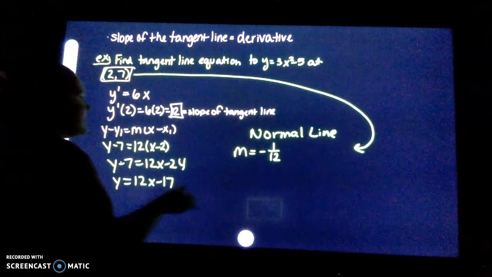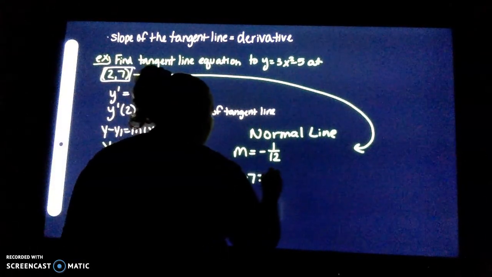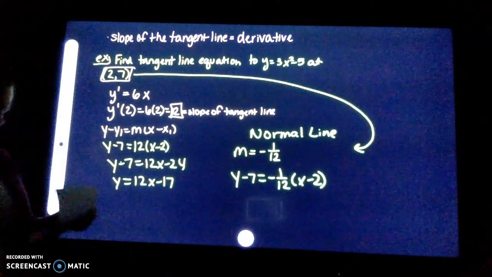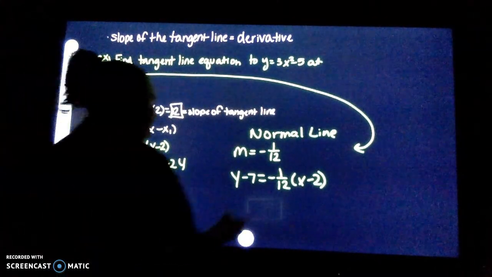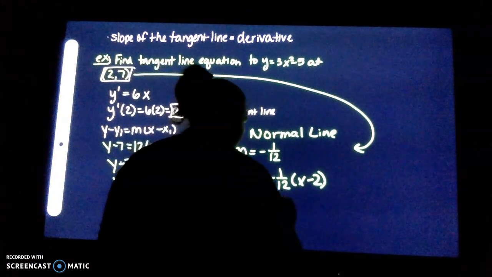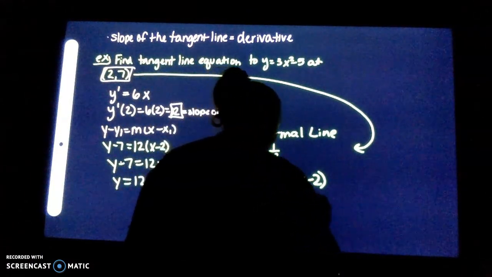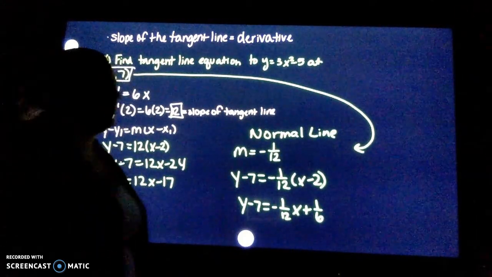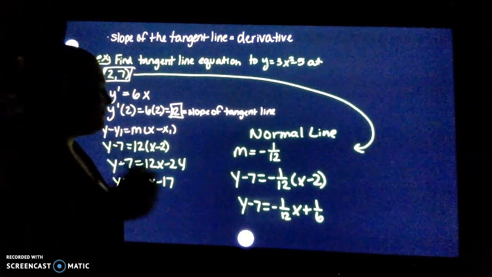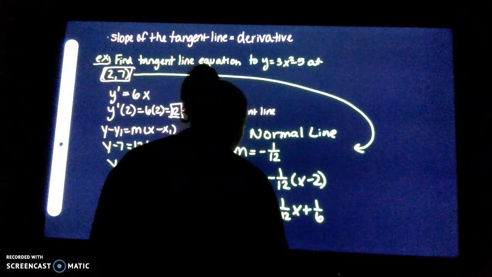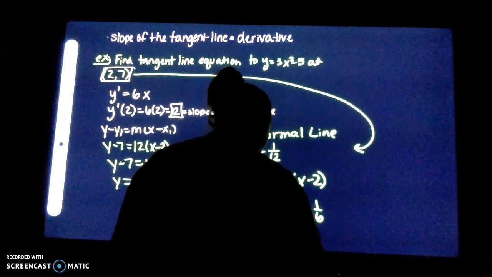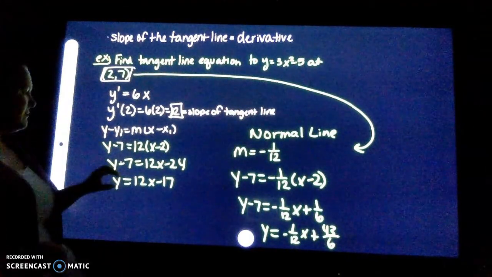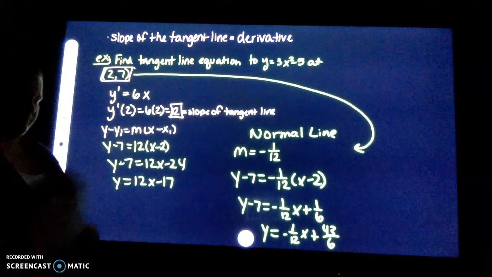I'm going to do the same process. y minus 7 equals negative 1 over 12 times x minus 2. And then I'm just going to simplify it out from there. y minus 7 equals negative 1 over 12 x plus 1 over 6. I add the 7 across. Well, 7 written as a fraction over 6 would be 42, plus 1 is 43. So I get y equals negative 1/12 x plus 43 over 6. And I'm done. So here's my tangent line. Here's my normal line.